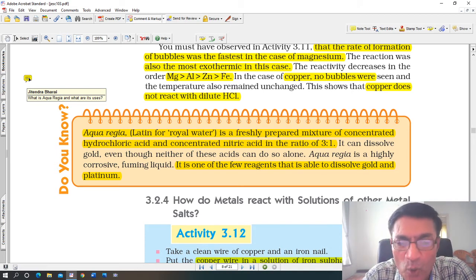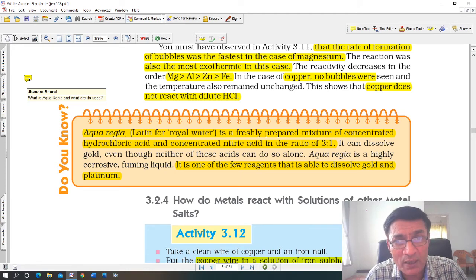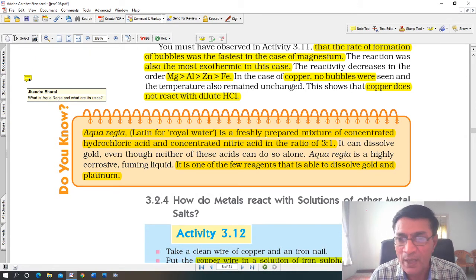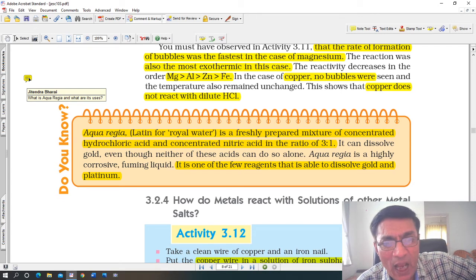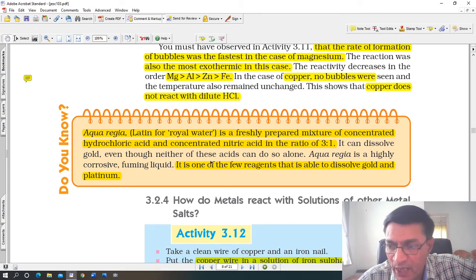It can dissolve gold even though neither of these acids can do so alone. अगर गोल्ड नाइट्रिक एसिड में डालो तो कोई ज्यादा फर्क नहीं पड़ेगा, हाइड्रोक्लोरिक एसिड में डालो तो भी नहीं. लेकिन दोनों का मिक्सचर है ना, जिसको हम एक्वा रेजिया बोलते हैं, that can dissolve gold and silver and even platinum. Aqua regia is a highly corrosive substance.